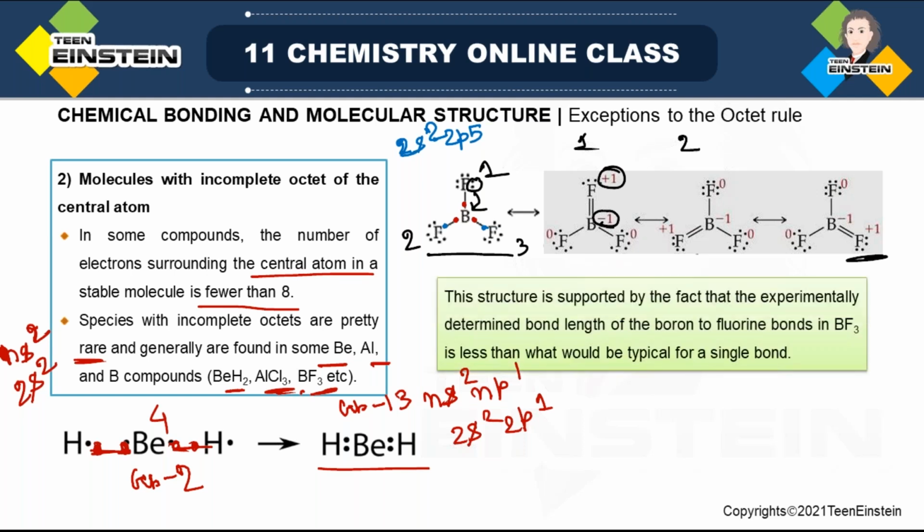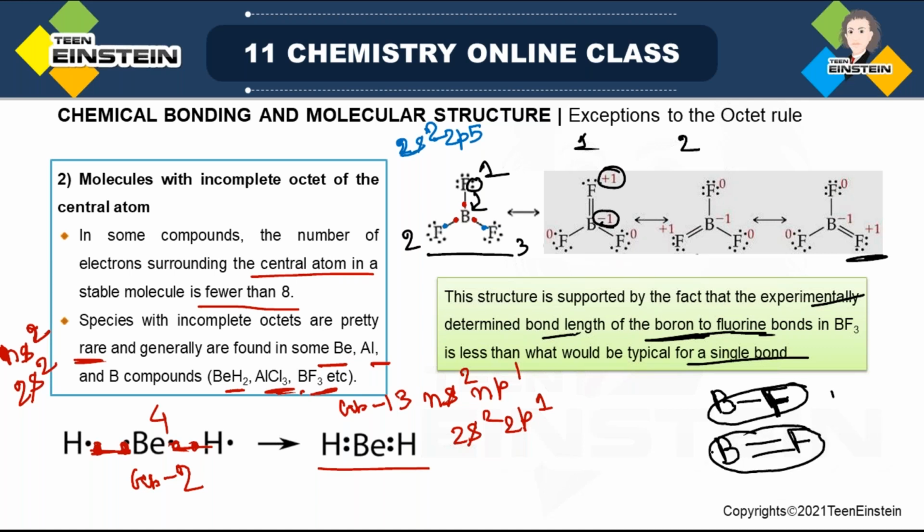Now, what is the evidence? These structures are supported by the fact that the experimentally determined bond length of the boron to fluorine bonds in BF3 is less than would be typical for a single bond. So if it is purely a BF single bond, then there is a bond length value. If it is purely a BF double bond, then there is a bond length value. Now the bond length of a single bond is always greater than the bond length of a double bond.